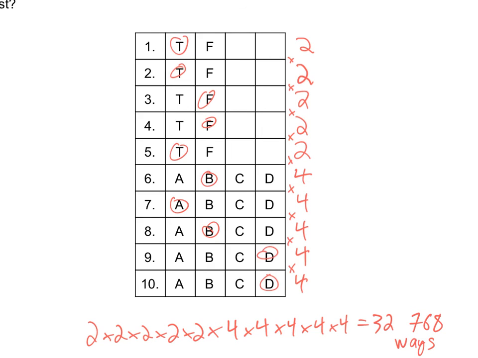So 32,768 different ways. So that is the fundamental counting principle. It's a very strong idea when it comes to counting methods, and we're going to use that as one of our building blocks to get us towards probability. In our next lesson, we're going to look at factorials.